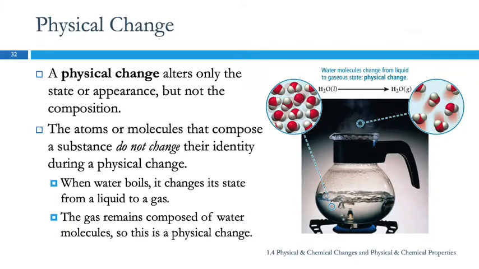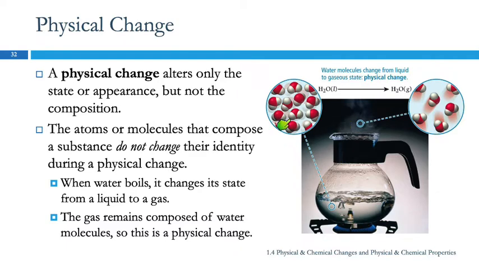In this section we're going to talk about physical and chemical changes and physical and chemical properties. A physical change is one in which the state or the appearance of the substance is changed, but what it actually is, those smallest particles, atoms, or molecules, are not changed. An example can be seen in this picture. You put some water on the stove and cause it to boil. So it was a liquid, and as it boils, it turns into a gas.